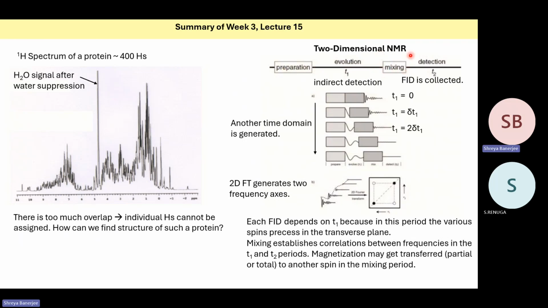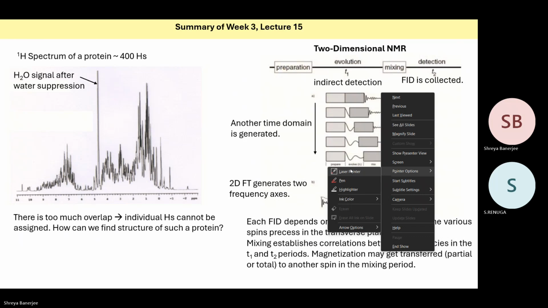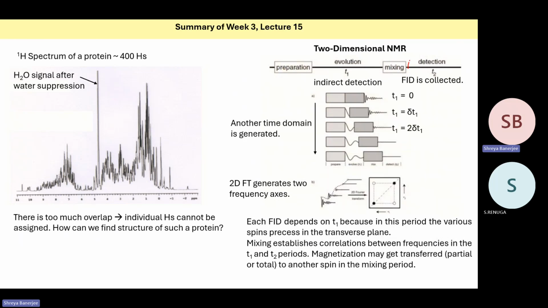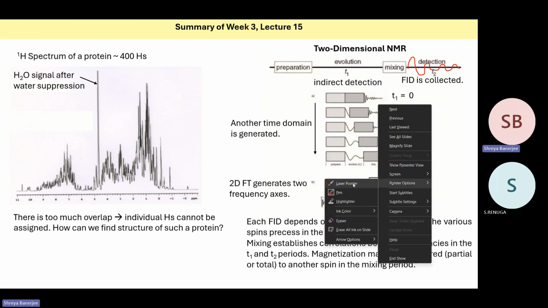Then mixing is allowed. Mixing basically means you allow the perturbation in the spin to transfer to other spins. So you can see mixing establishes correlation between frequencies. If you have two spins which are near each other, the mixing time allows the perturbation in one spin to transfer to another spin. And after the mixing time, you give a time T2 in which the FID is collected. So now you have two times, T1 and T2.